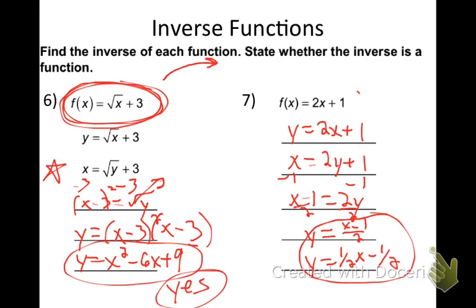Now let's go back to the original problem here. What type of graph does f of x equals 2x plus 1 give me? That would be a line. Would a line pass the horizontal line test? Yes. Is the inverse a function? Yes, it is. Nice job.